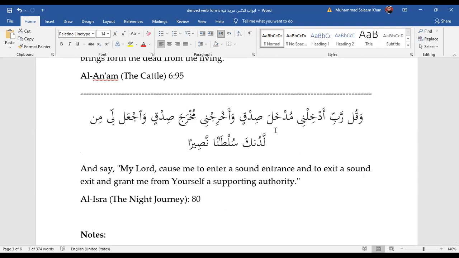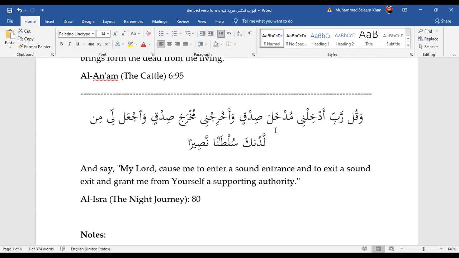Madkhal is the adverb of place on the pattern of maf'alun, but that one we make from the triliteral verb forms, the verb forms that have 3 root letters. And mudkhal is also an adverb of place, but it is made from the derived forms of the verb.